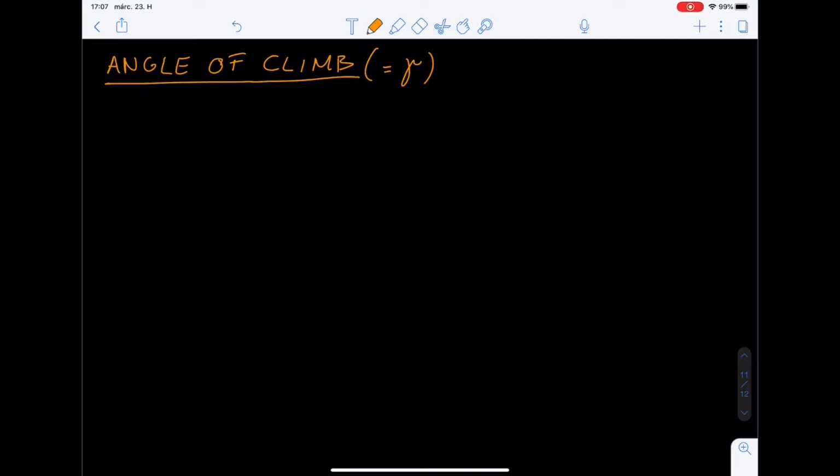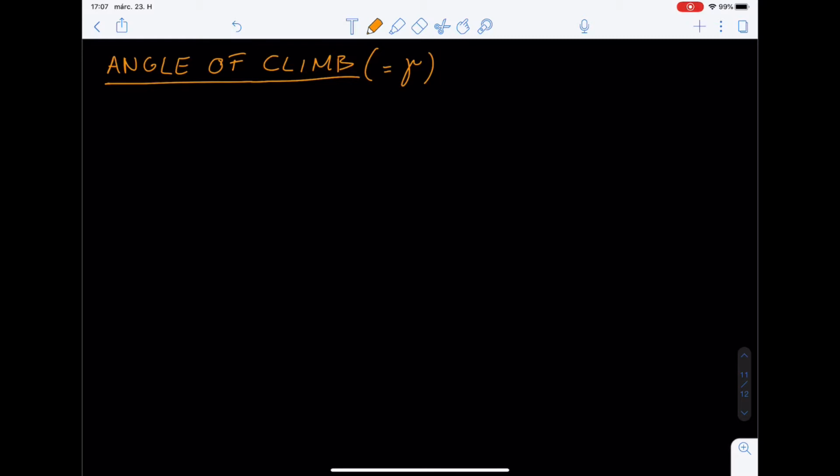Hi everyone, in today's video we're going to be talking about the angle of climb during the climb stage. So this also means that we have finished the takeoff section of the general performance theory, and now we begin the climb section of the general performance theory.